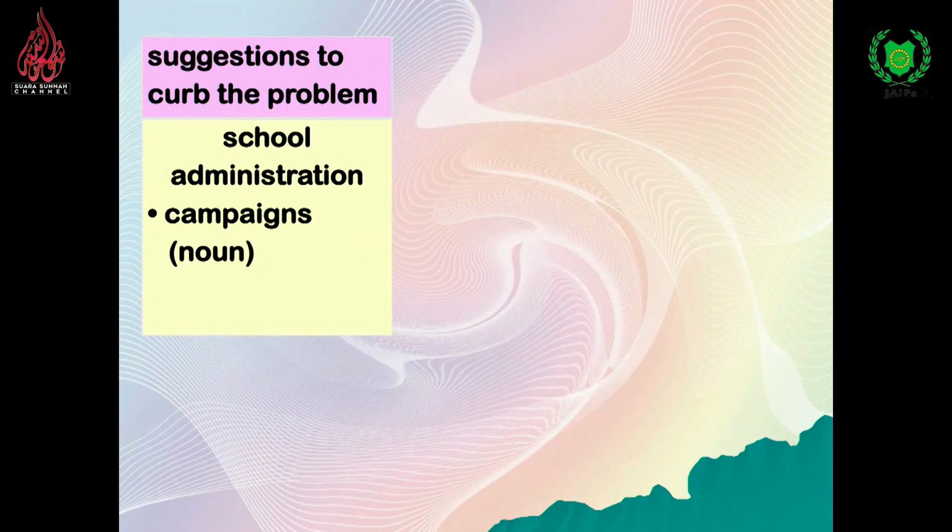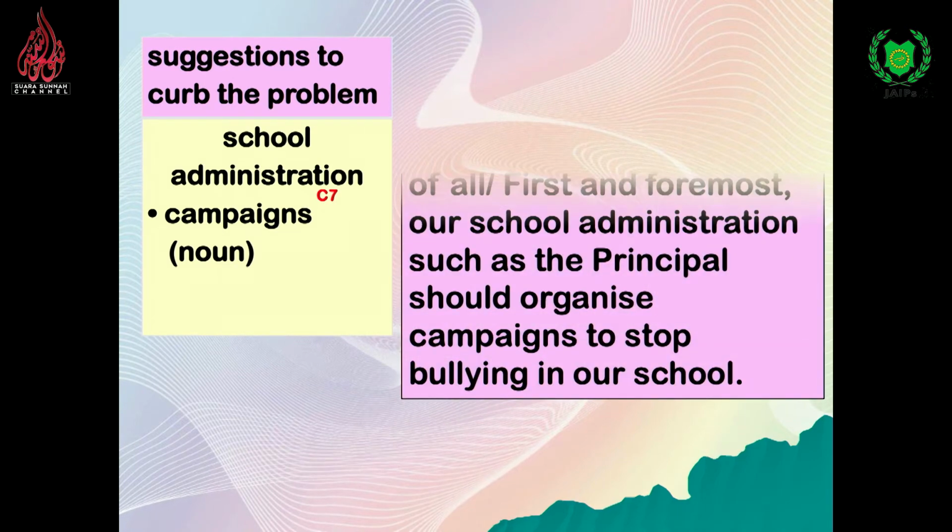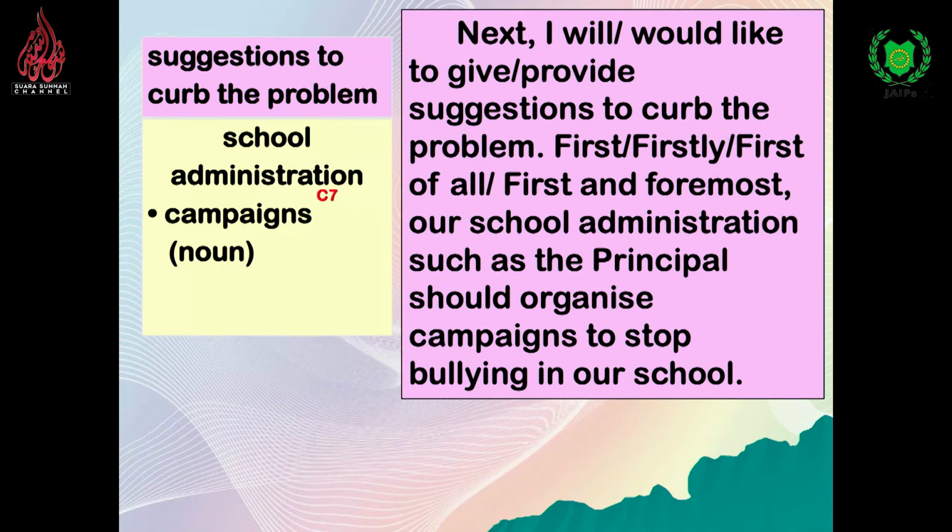Now, suggestions to curb the problem. For the school administration, campaigns. Campaign here is a noun. So you can start your paragraph with: next, I will, or I would like to give or provide suggestions to curb the problem. And here the connector used is first, or firstly, or first of all, or first and foremost. You can use any of those because this is the first point that you are giving. Our school administration, such as the principal, should organize campaigns to stop bullying in our school.